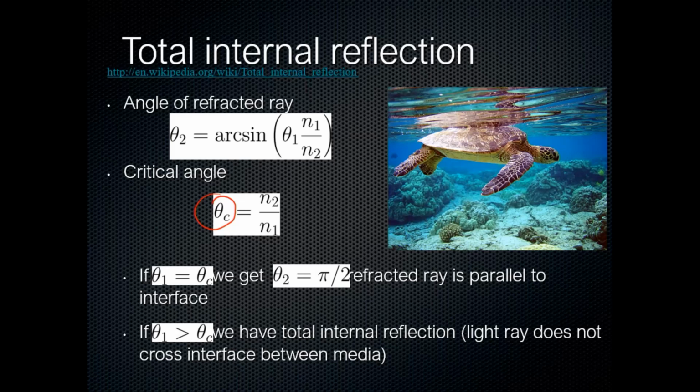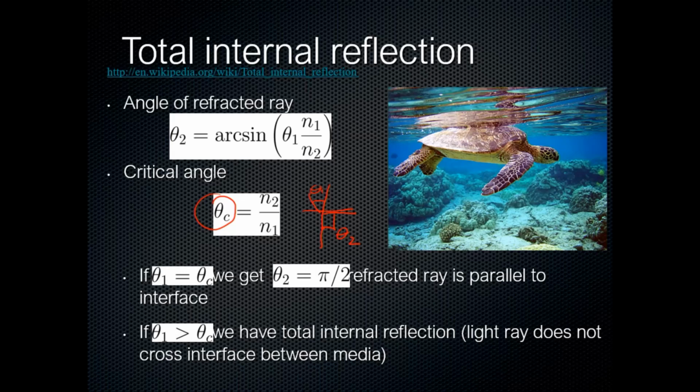If you remember the angles, theta 1 is the difference here, theta 2 is the difference here, and if theta 2 is equal to 90 degrees, then we come in and leave right along the boundary. So that's the critical angle. We can compute that because we set theta 2 equal to pi over 2. Sine of pi over 2 is equal to 1, and so when we punch it into our equations, we end up with a critical angle.